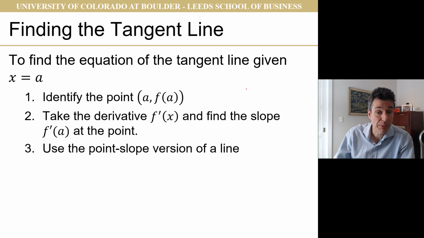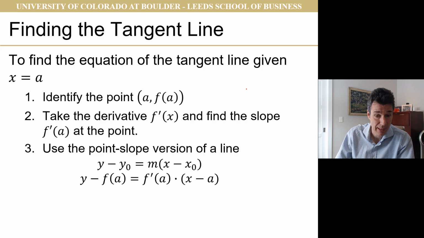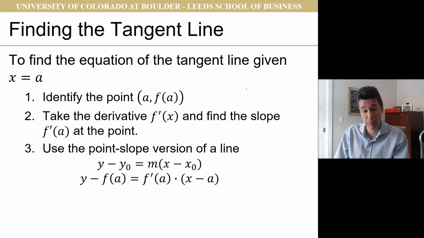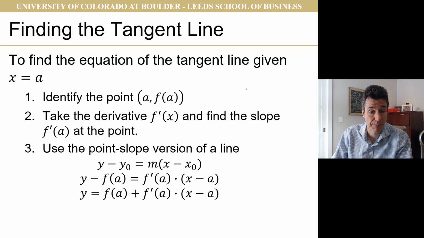And then I use the point slope version of the line. You can use whatever version you want, but point slope is nice for this because we have a point and we know the slope. Point slope version of a line, y minus y naught equals m times x minus x naught. So the point's x naught, y naught, the slope is m. So we substitute in y minus f of a equals f prime of a times x minus a. Let me do an example.